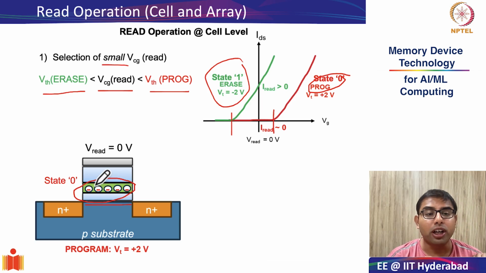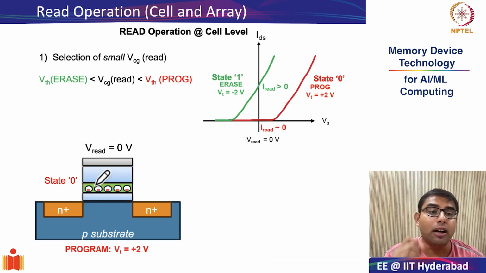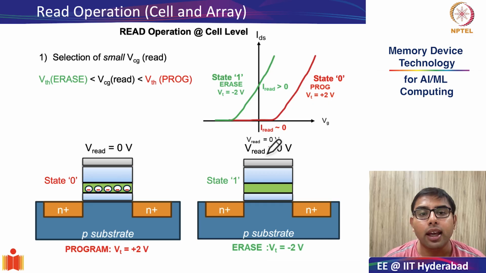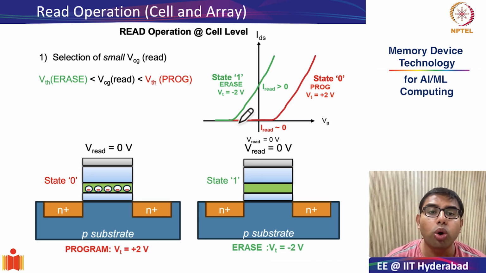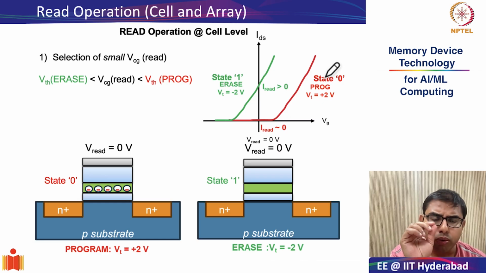So first, from accumulation you want to bring to flat band, then from flat band you want to bring to inversion. This is what we had discussed in our first class of NAND flash cell. So if you don't remember, please go and watch that video once again. And similarly, in the erase state, where there are no electrons in the floating gate, you would expect that the threshold voltage will be much smaller compared to that in the program state. Okay, so this is the first step you do at the cell level for read operation.